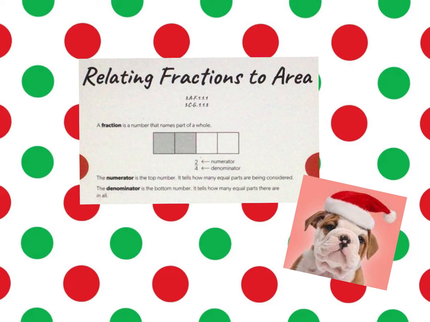We have the numerator that's up top, and that tells how many equal parts are being considered. So we would have 2, and then the denominator is the bottom number, and that tells how many equal parts there are in all. So there is 1, 2, 3, 4 in all. So 2 shaded parts, 1, 2, that's where we get this number, and then 4 total.